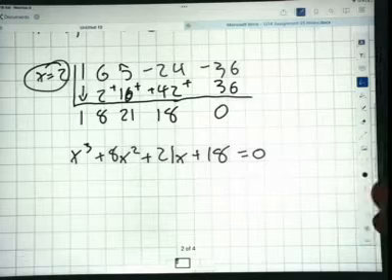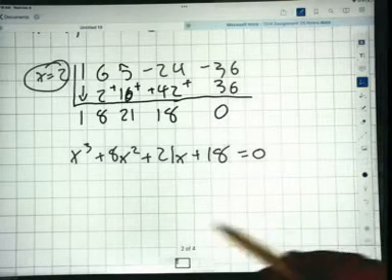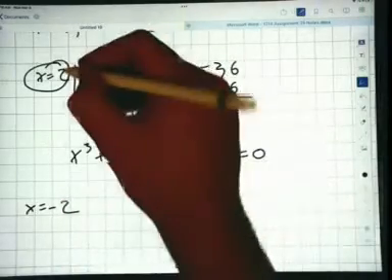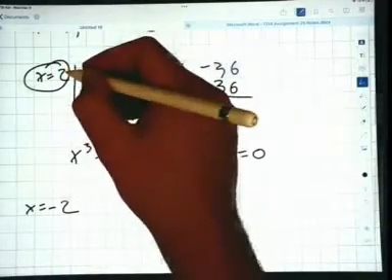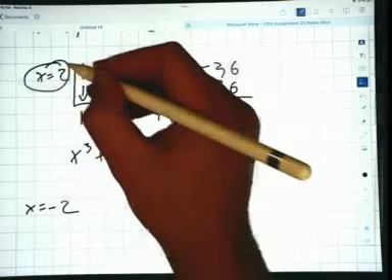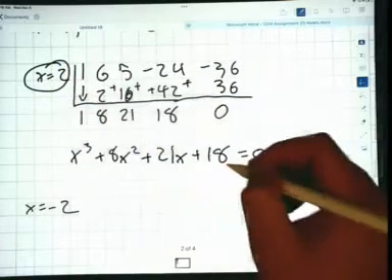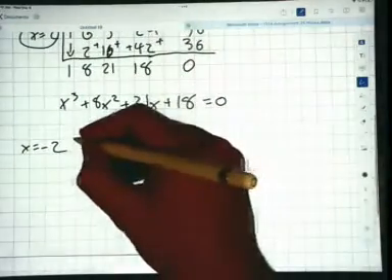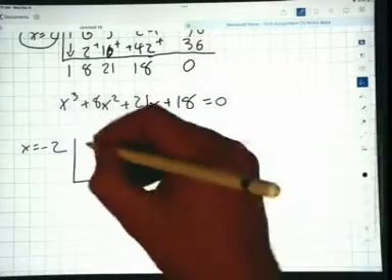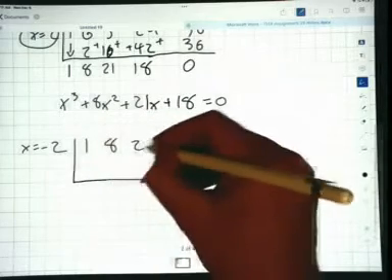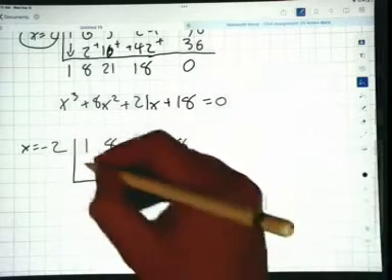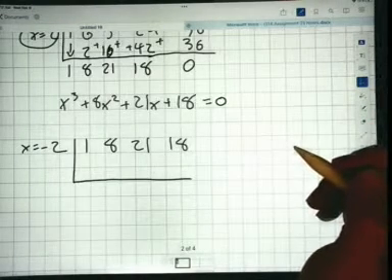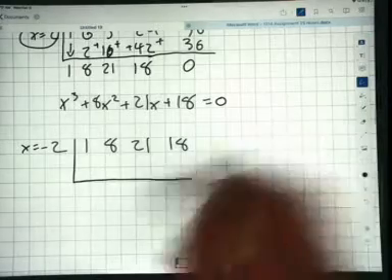Now, again, to save time, I'm going to go straight to the next possible 0, x equals -2. Normally, I would try x equal to 2 a second time because you never know if 2 is also a 0 of this polynomial. But for the sake of time, let's just move on to x equals -2. 1, 8, 21, 18. So we begin the process of synthetic division. Hold on just a second.